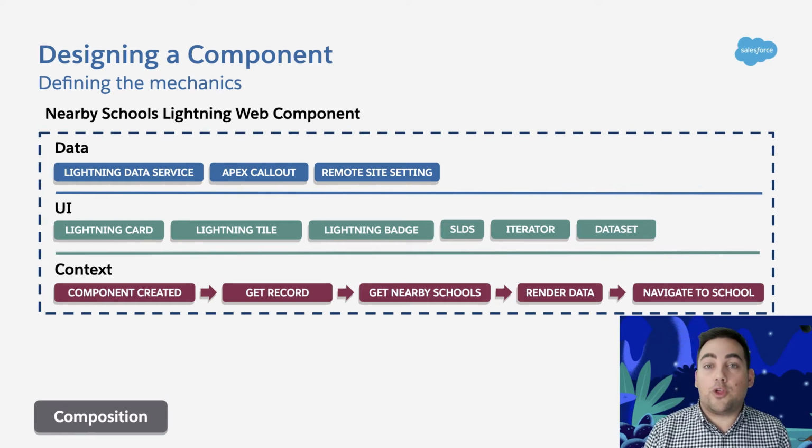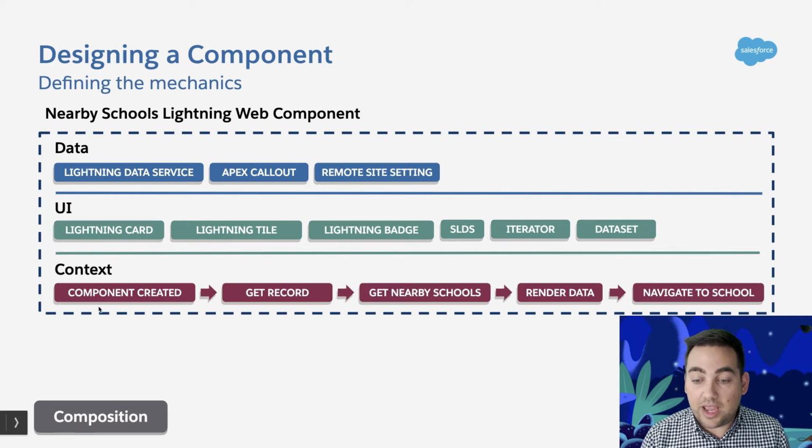And then lastly, we need to talk about the context and how the component works together. Well, when the component is inserted into the page, we first need to go and get that record detail of the property. Once we have that record detail, we can go and run our callout to get the nearby schools. We can then render the data, and then optionally, they can navigate to a school by clicking on the tile.